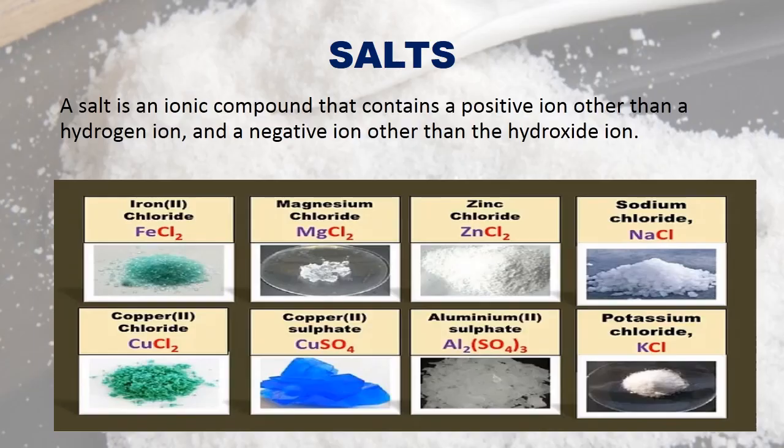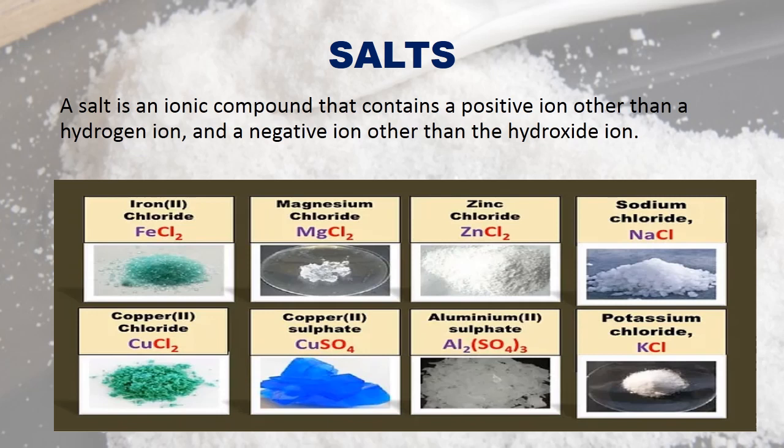Now moving along, we are going to be going into salts. Now the question is, what is a salt? A salt is an ionic compound that contains a positive ion other than a hydrogen ion and a negative ion other than the hydroxide ion. If you look at the examples in the pictures in front of you, we have a couple of examples here.